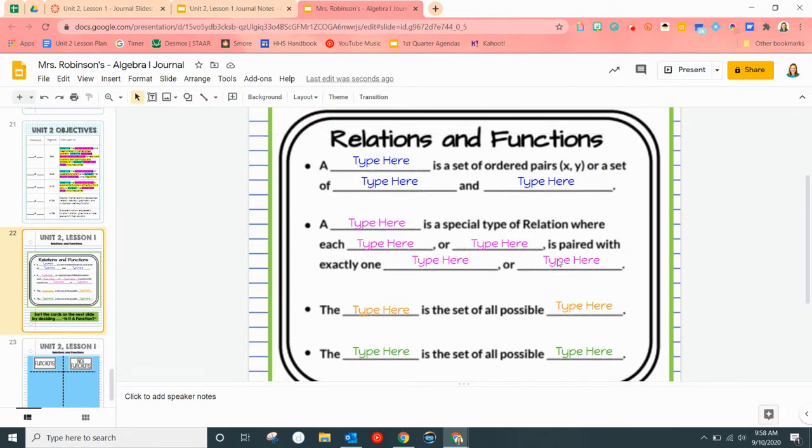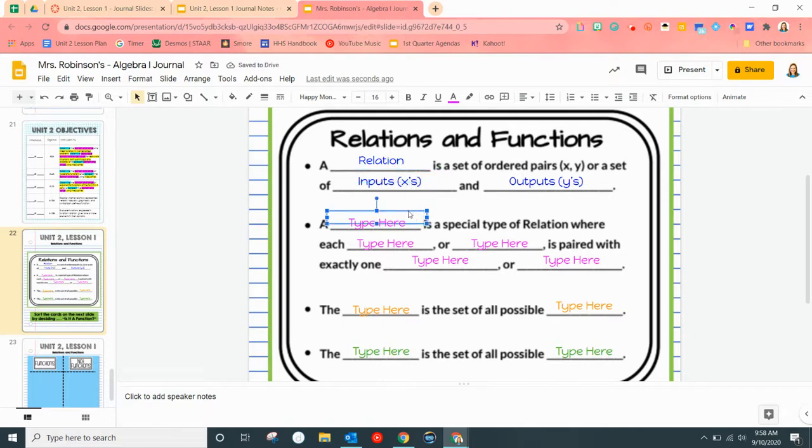So we're going to talk about a little bit of vocabulary here. Relations and functions. A relation is a set of ordered pairs, x comma y. Another word for x's is inputs. Another word for our y's is outputs. You might even put y's in parentheses here. So your outputs are your y's, your inputs are your x's.